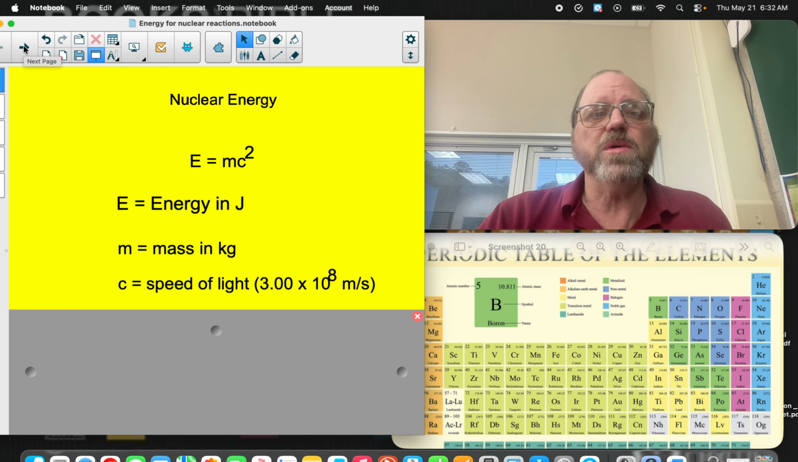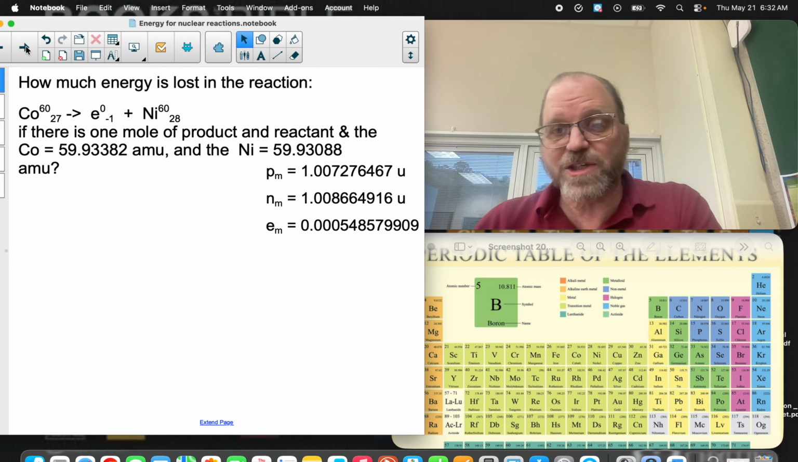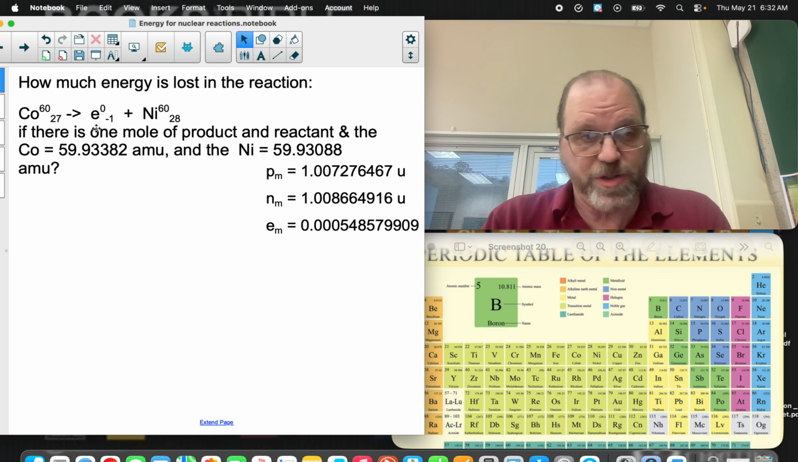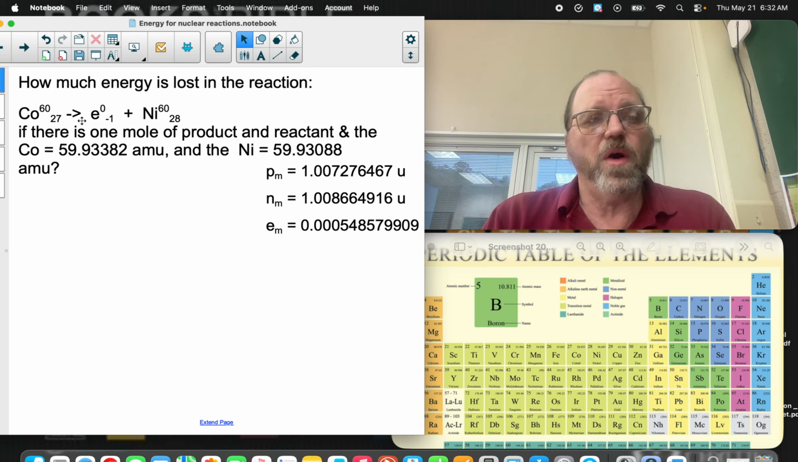All right, so we're going to use that to find the energy in reactions, as well as energies in individual atoms. So let's start with the first one. How much energy is lost in the reaction of cobalt-60 when it releases a beta emission and transmutates into nickel-60? Now, if there is 1 mole of product and reactants, the mass of cobalt is 59.93382 AMUs, and nickel is 59.93088 AMUs.